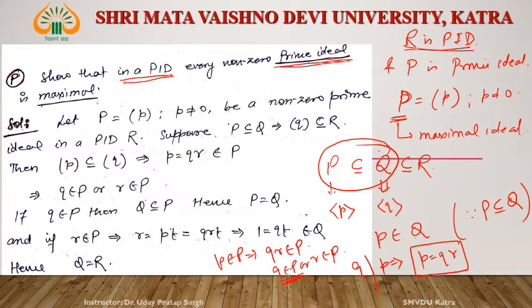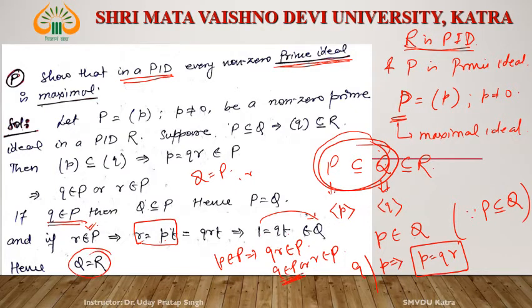And if r belongs to P, then r is equal to p times t, since r belongs to capital P, which is generated by small p. So r equals pt for some t. Then p is equal to q times pt. It means 1 is equal to q times t. So 1 belongs to Q, and if 1 belongs to Q, then Q is equal to R. So if q belongs to P, then Q is equal to P, and if r belongs to P, then Q is equal to R. Which shows that capital P is a maximal ideal in our principal ideal domain R.